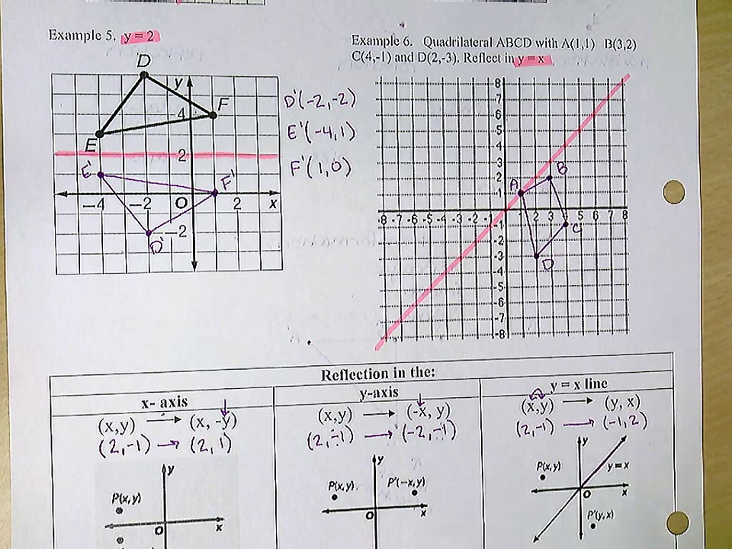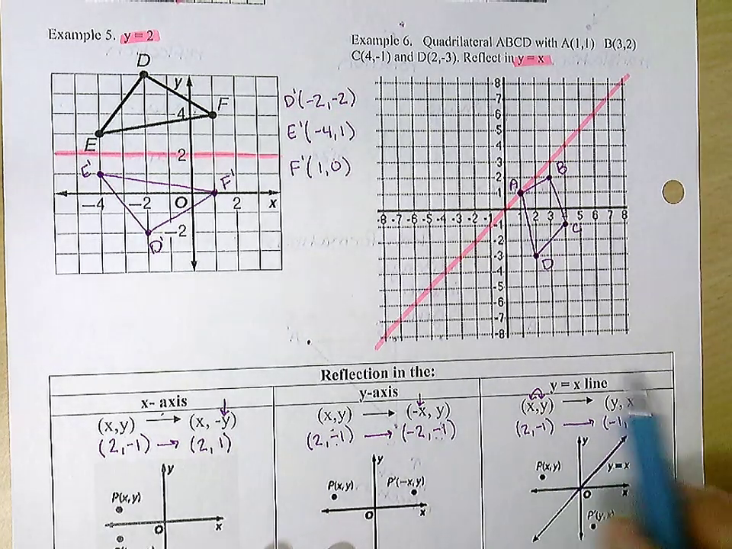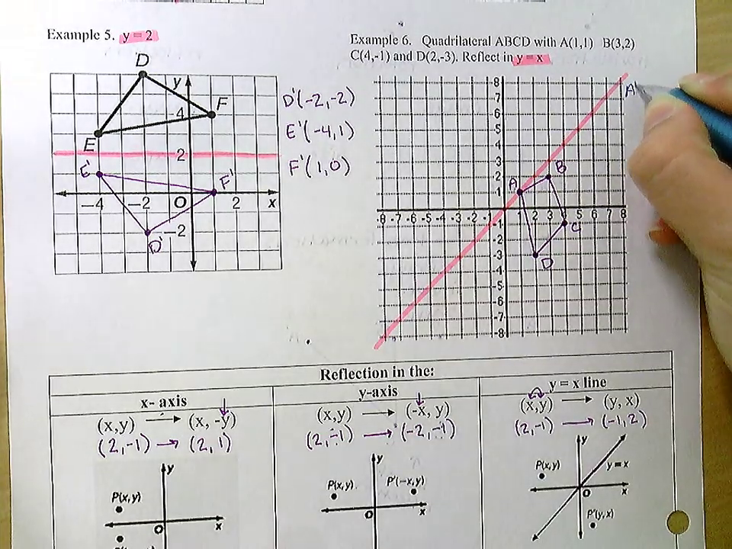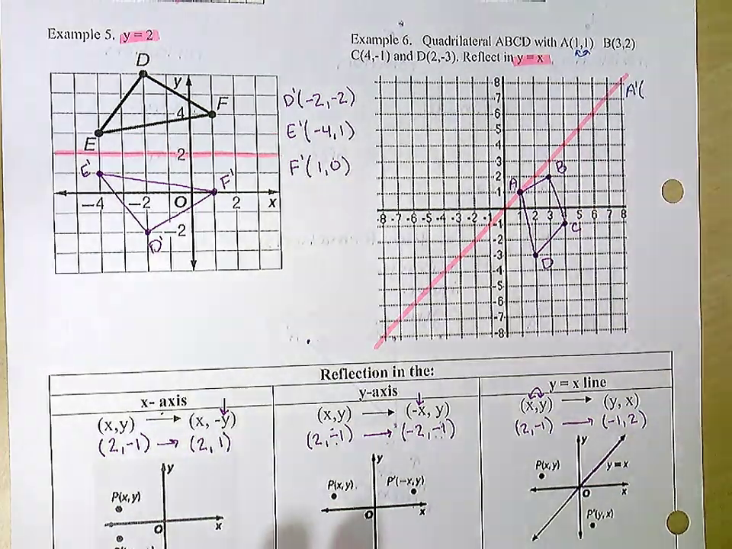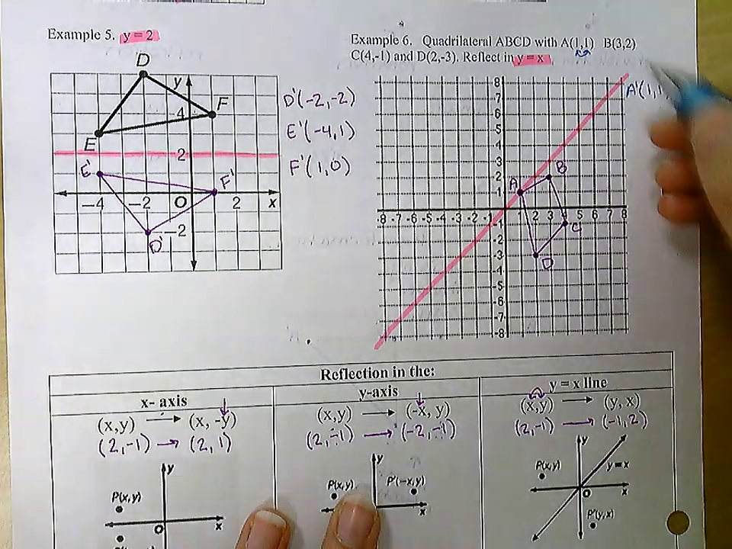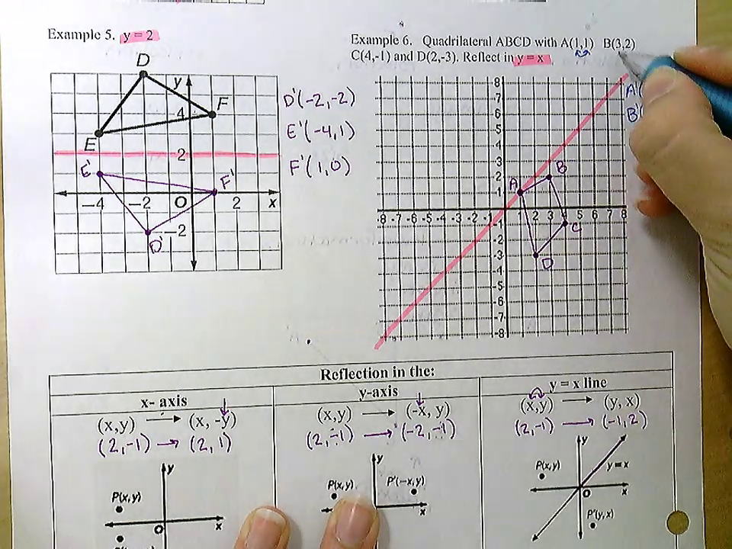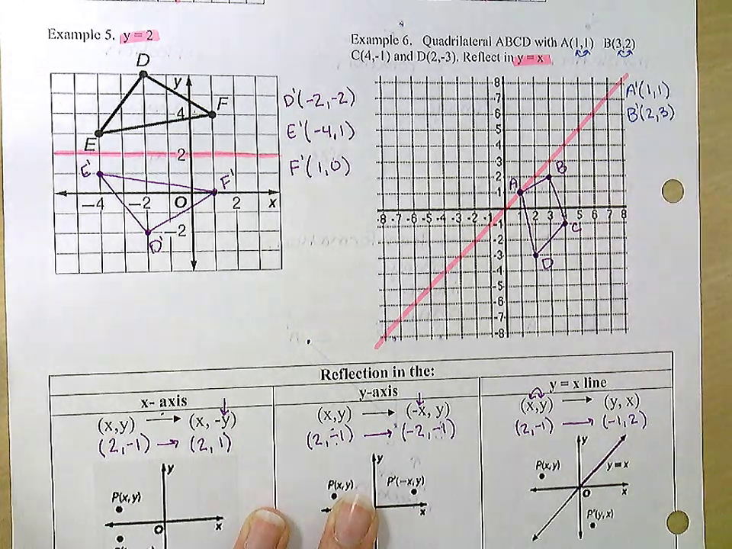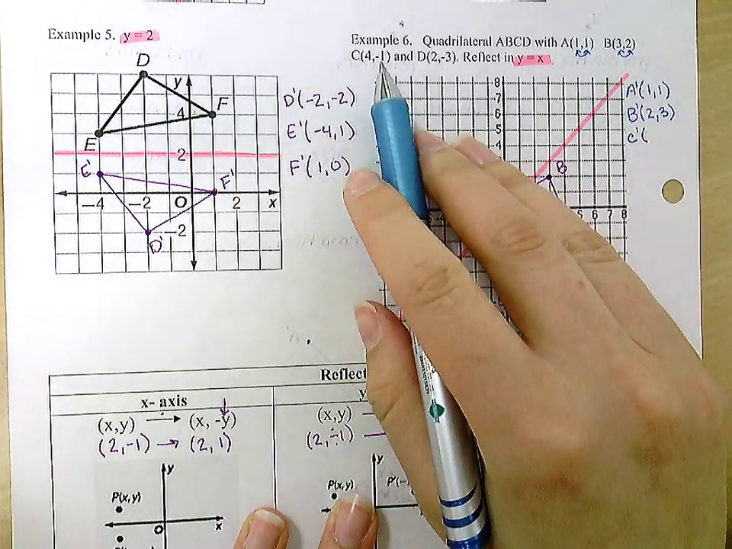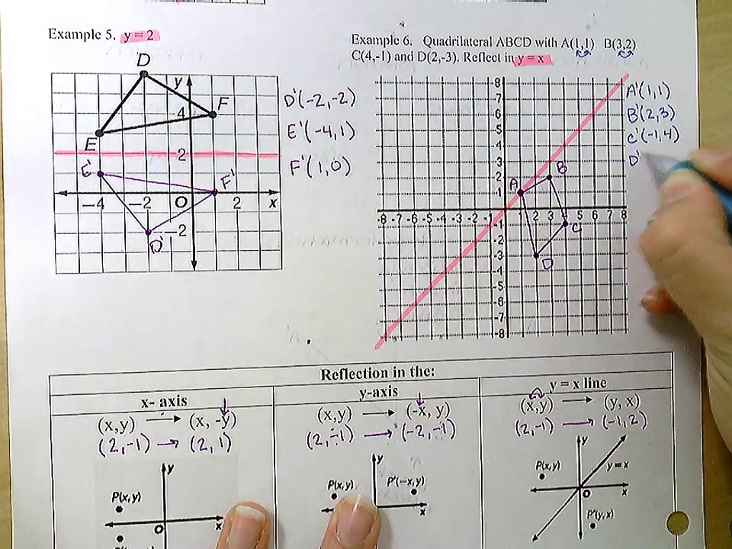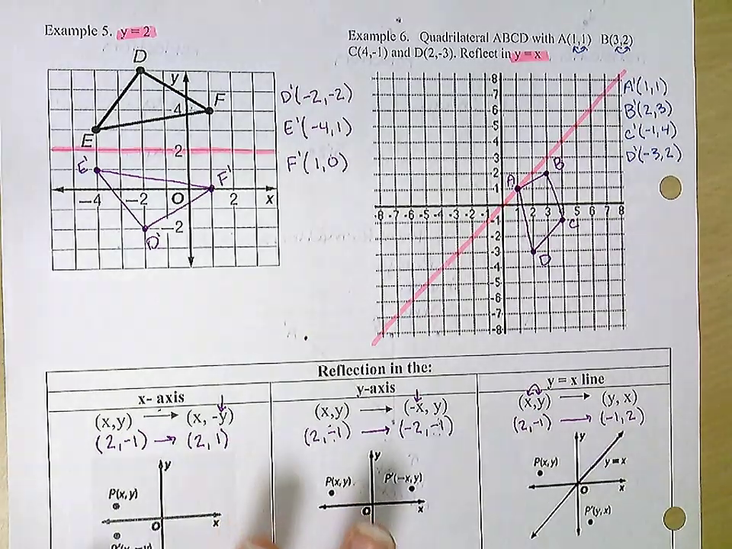Now, to reflect this, I'm going to find all of my prime coordinates using my rule below right here. All I have to do is interchange x and y. For A prime, I need to flip-flop these two values. When I do that, you're still going to end up with 1, 1. For B prime, switching my x and y values here, we'll end up with 2, 3. C prime, again switching, so -1, 4. And D prime will be at -3, 2. So I can find each of those prime coordinates.